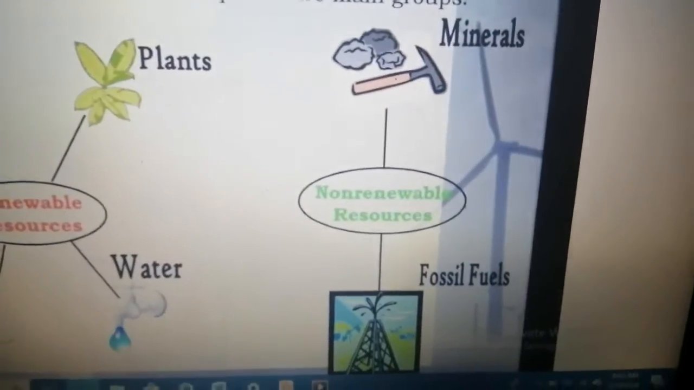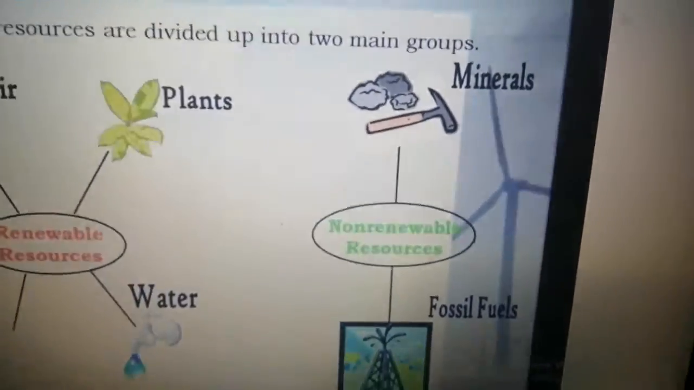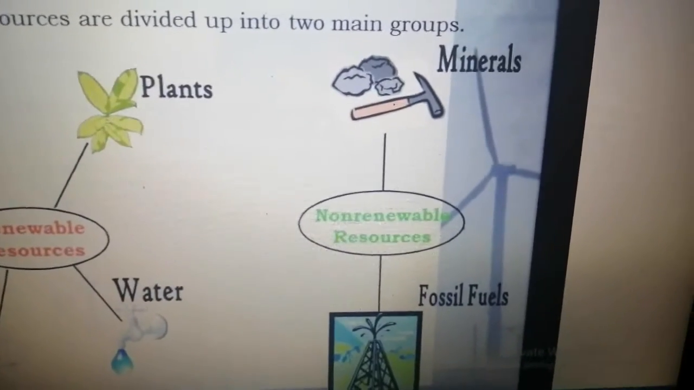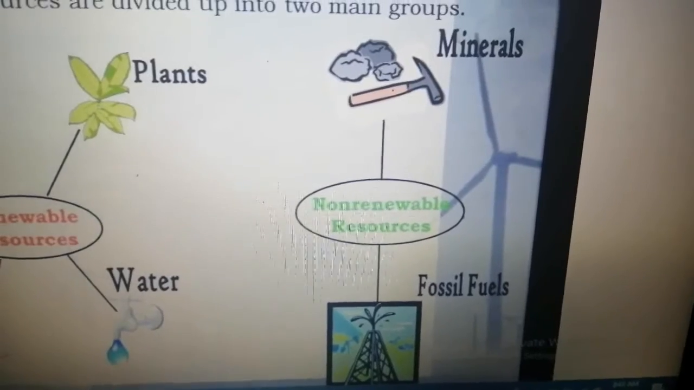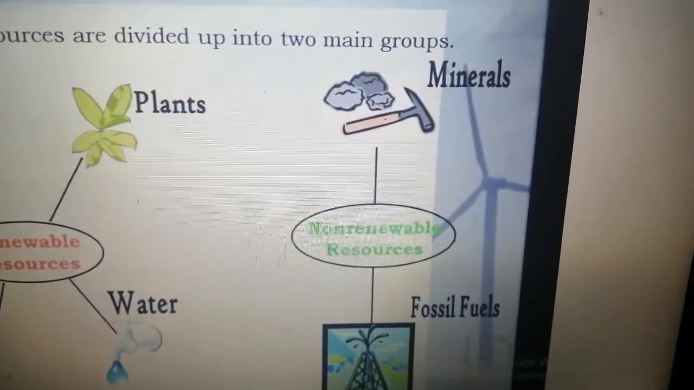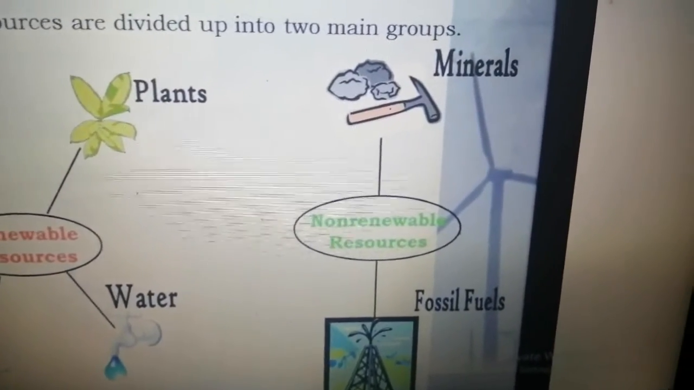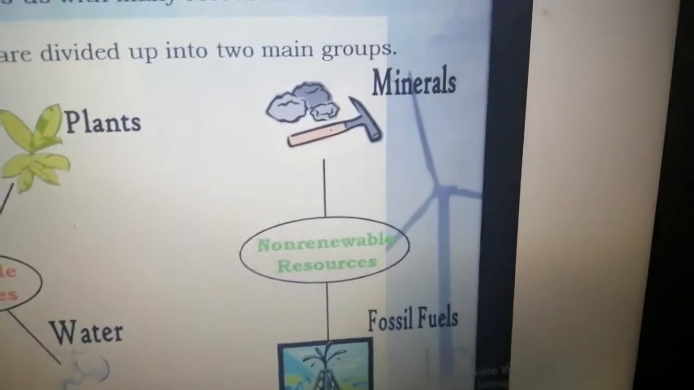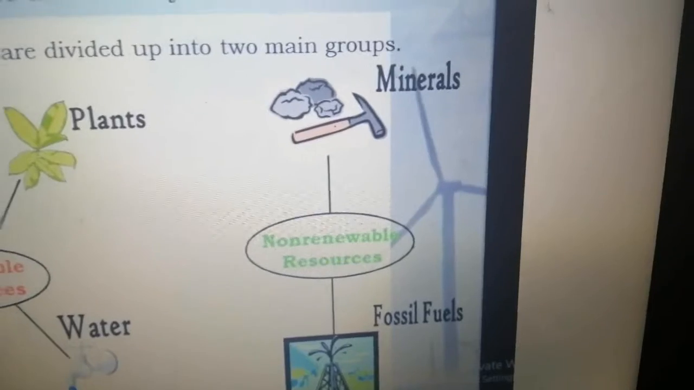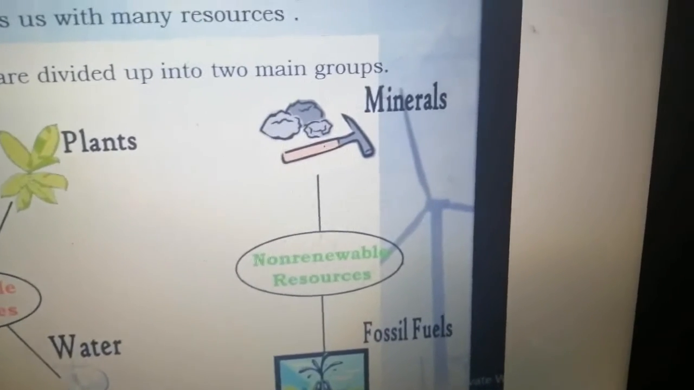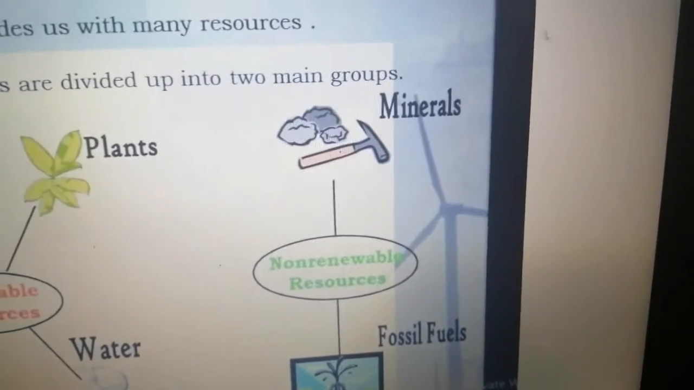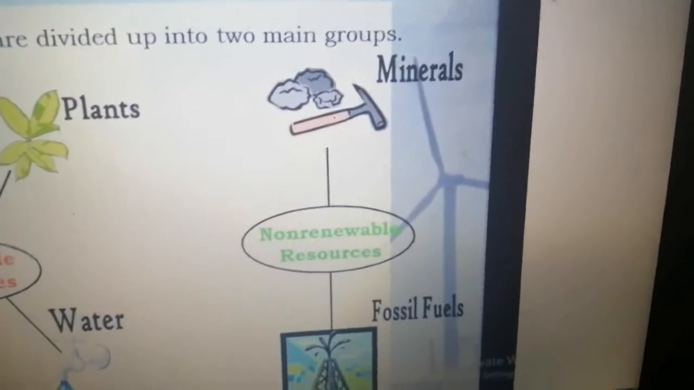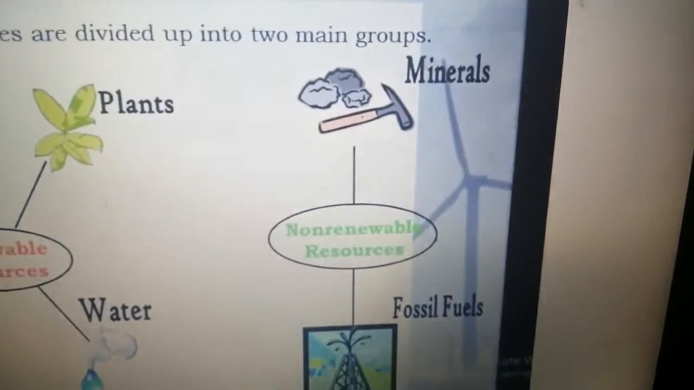Fossil fuels are fuels that are made from the dead remains of plants and animals. Examples of fossil fuels are natural gas and petrol. Now we all know petrol. Petrol we use in our motor vehicles, and without petrol, you cannot move your vehicle from one place to another, right? Similarly, natural gas.